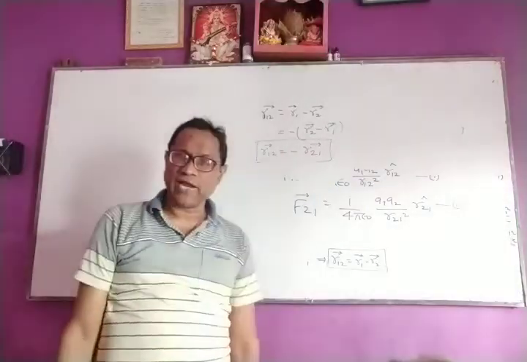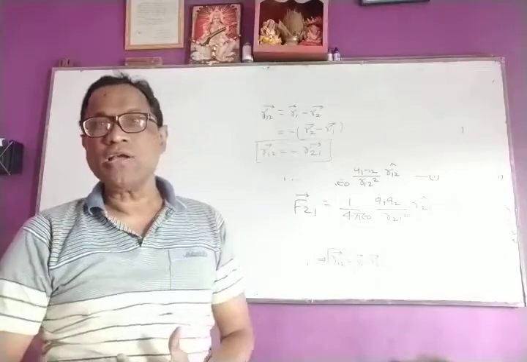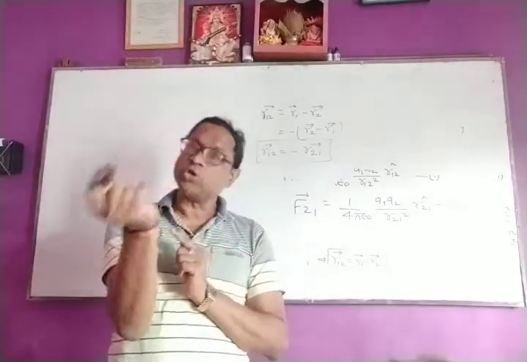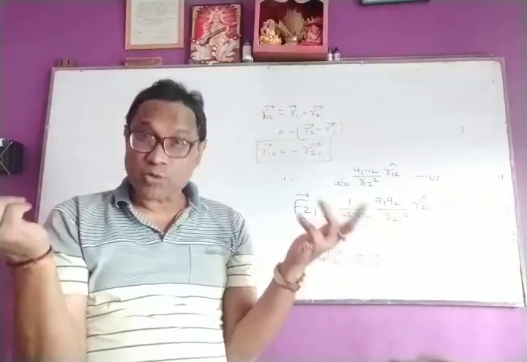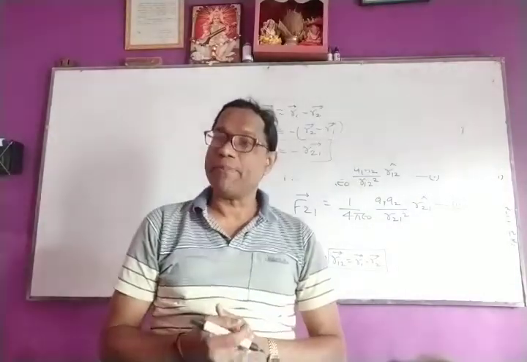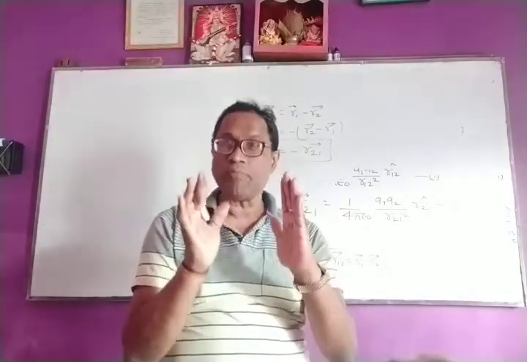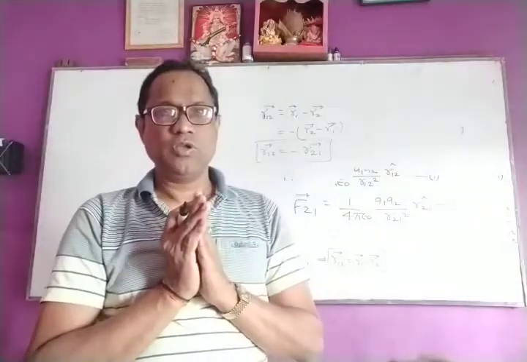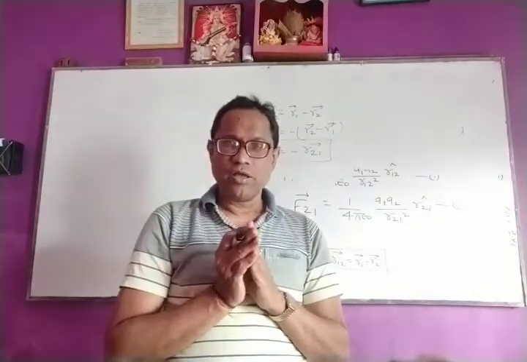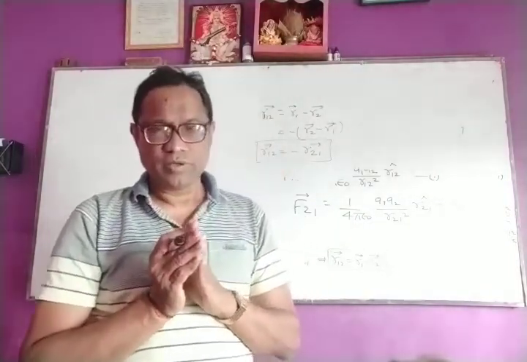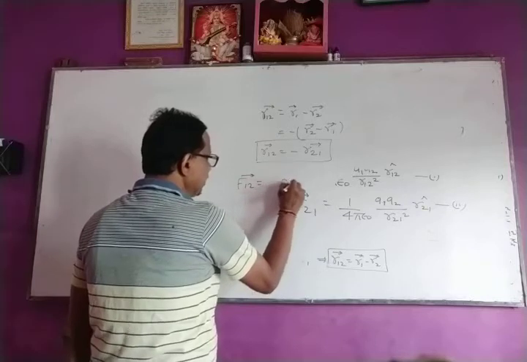And this expression shows that r12 is equal to minus r21, both having the same magnitude but in opposite direction. 1 to 2 or 2 to 1, A to B, B to A, it is the opposite direction, but both have the same magnitude. So F12 is equal to minus F21.